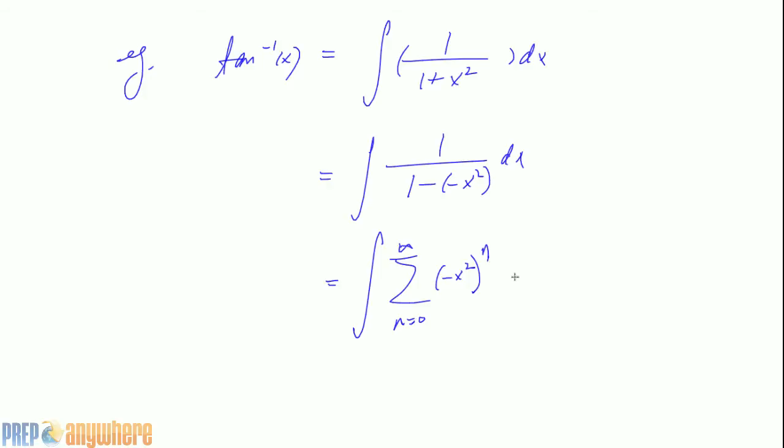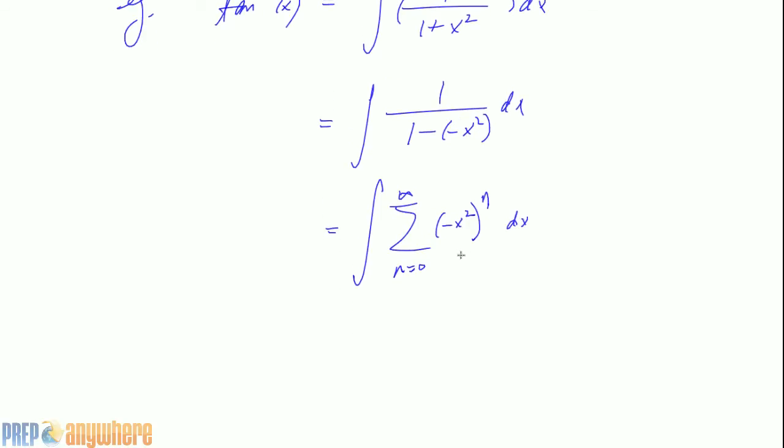So let's find the antiderivative of this. To make it more obvious, let me expand this sigma out a little bit. When n is equal to 0, we get 1. When n is equal to 1, you get a minus x squared. When n is 2, you get a plus x to the power of 4, then a minus x to the power of 6, and then a plus x to the power of 8, and so on. The pattern continues.